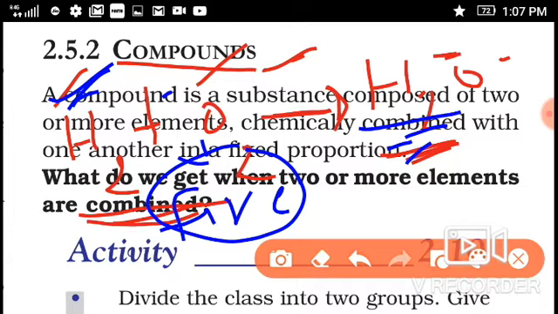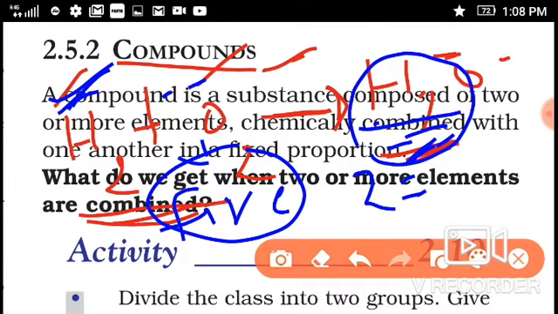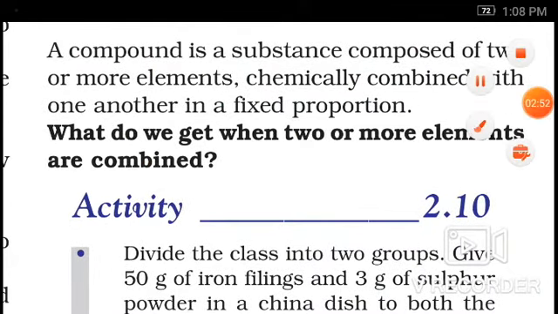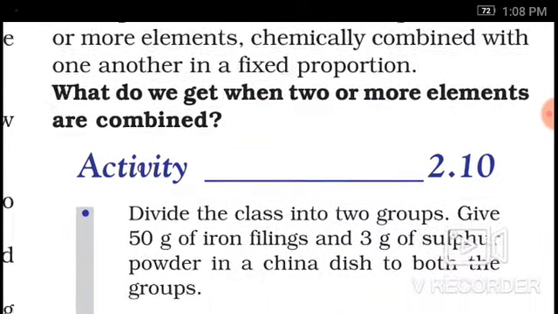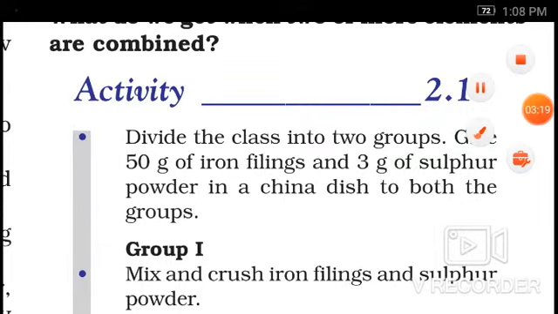Again, a compound means whatever product you obtain by reacting two or more than two elements, if it has different properties, if it undergoes chemical reaction, then it is called a compound, and it is always present in a definite ratio. Like here hydrogen is 2 and oxygen is 1, that is 2:1, so any pure water is always present in the ratio of 2:1. A compound is a substance composed of two or more elements chemically combined with one another in a fixed proportion. Like H2O, like NH3, ammonia. In ammonia, nitrogen is 1 and hydrogen is 3, 1:3. Okay, and with the help of an activity like 2.10, we will try to understand it better.